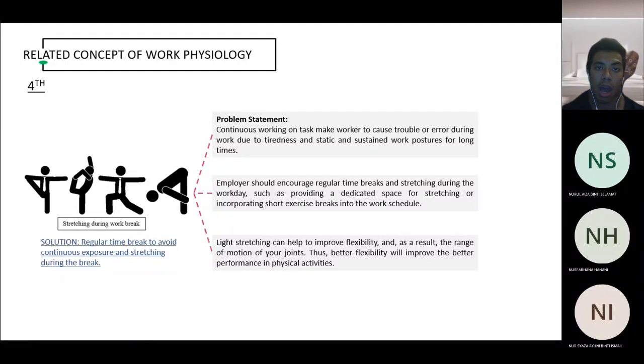And the last one is about continuous working on tasks, which causes trouble or errors during work due to tiredness and static and sustained work posture for a long time. As a solution, take regular breaks to avoid continuous exposure, and stretch during the break. Employers should encourage regular breaks and stretching during the workday, such as providing a dedicated space for stretching or incorporating short exercise breaks into work schedules. Leg stretching can help improve flexibility and, as a result, the range of motion of your joints. Better flexibility will improve performance in physical activities and productivity will increase.